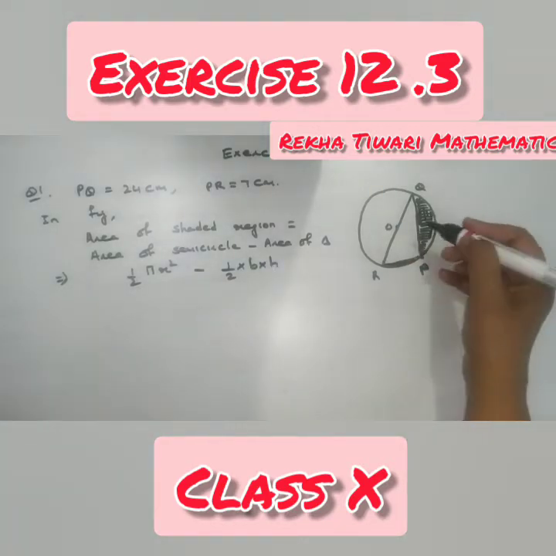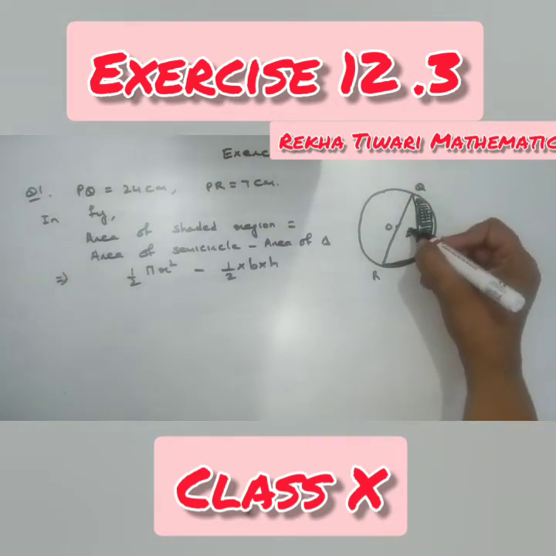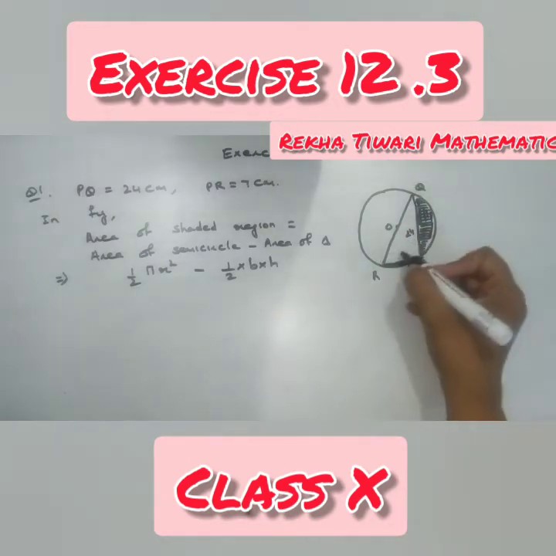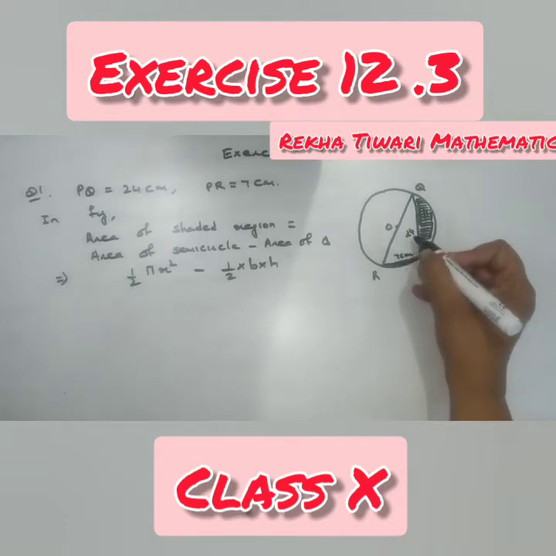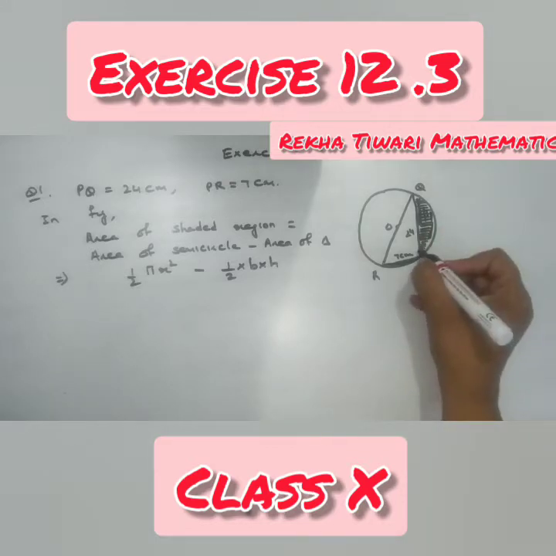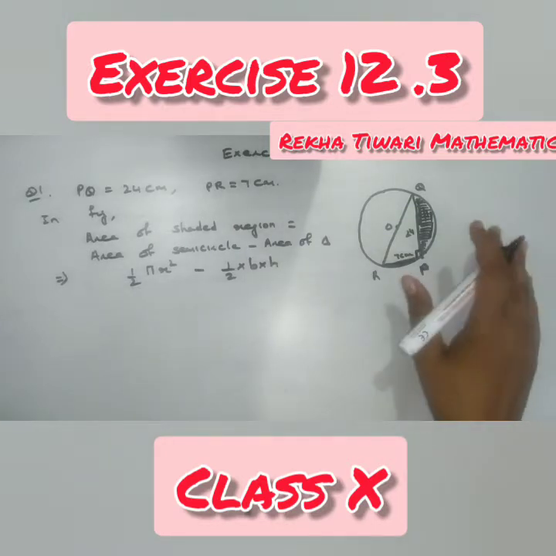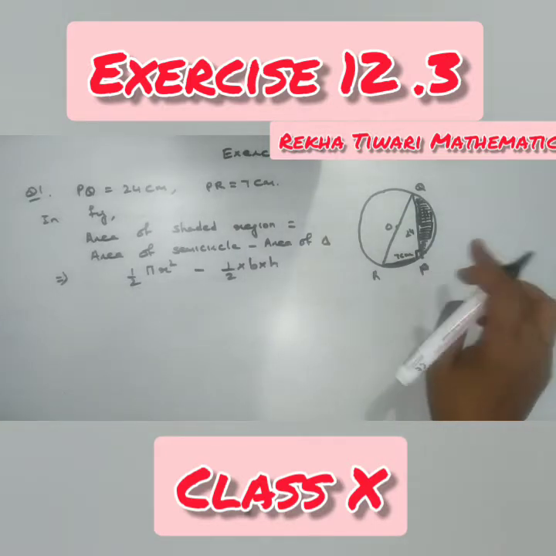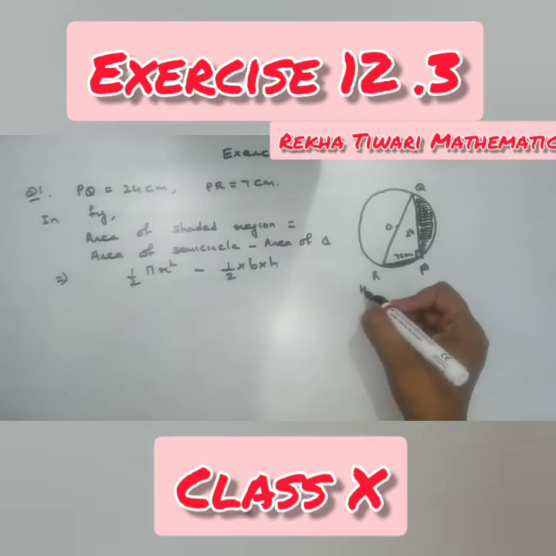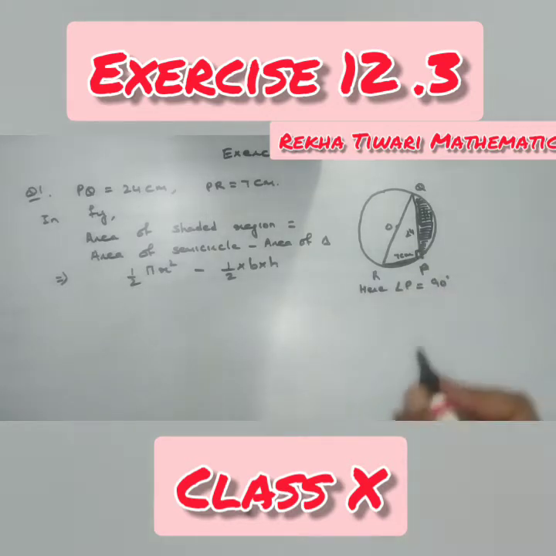Now, is the radius given to you? Just look here. PQ is given as 24 centimeter. PR is given as 7 centimeter. Radius is not given, but we are able to find out the radius because this angle P lies in the semicircle, and in 9th class we have read that angle in the semicircle is 90 degree. So here angle P is equal to 90 degree.